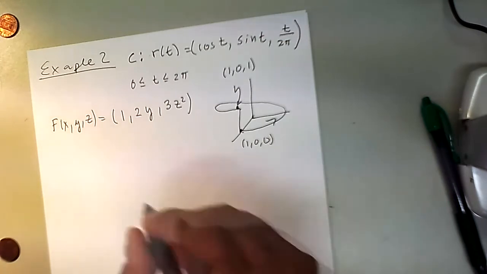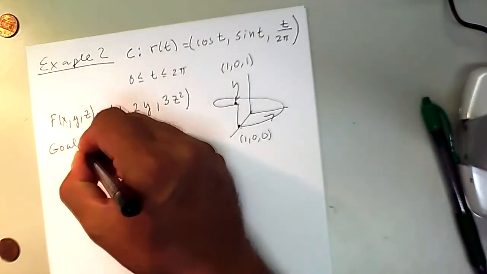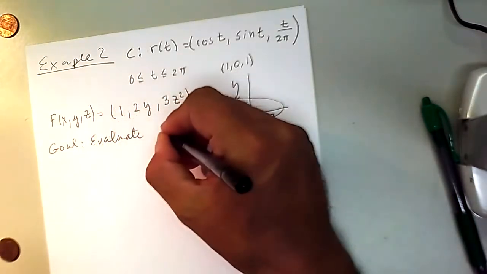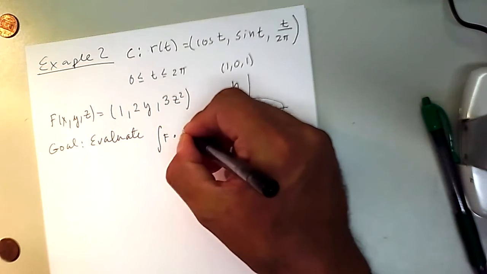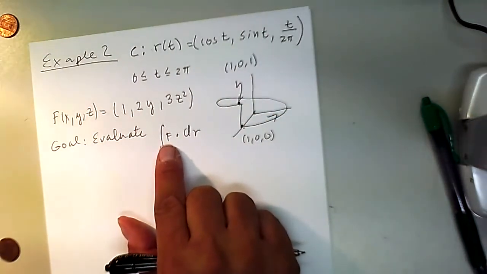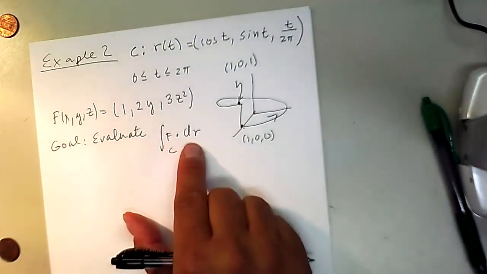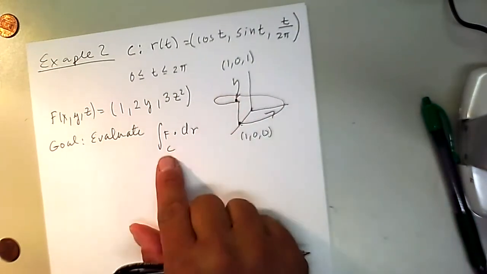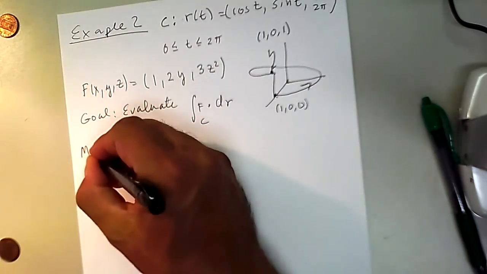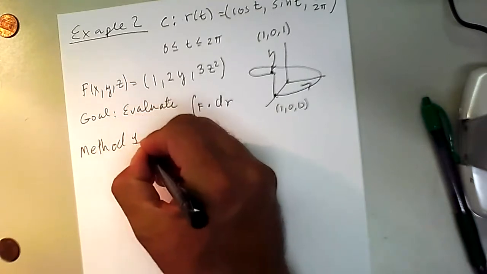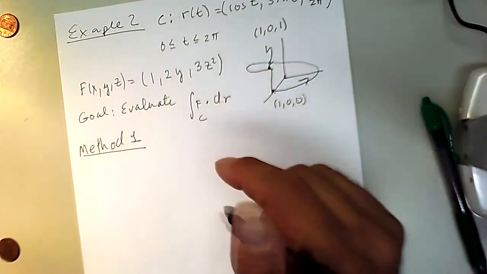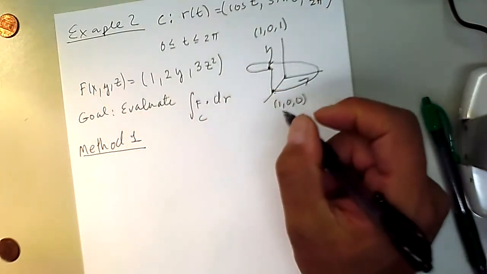And so the goal is to evaluate this integral, the force, or the vector field with respect to that path, the integral of the vector field. All right, so we're going to use 2 methods. Method 1, okay, which means just do it pretty much by definition.